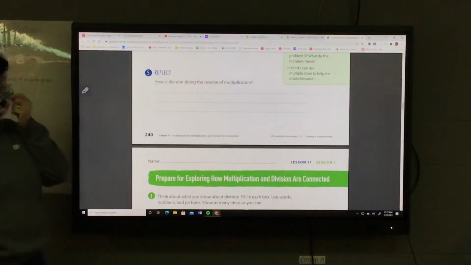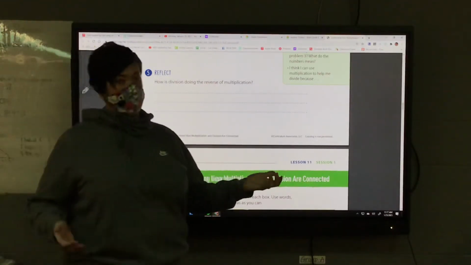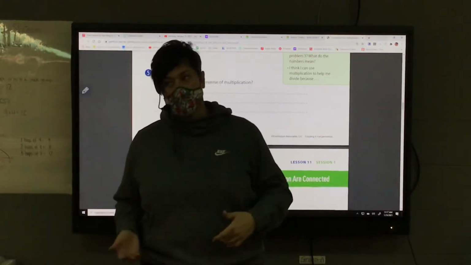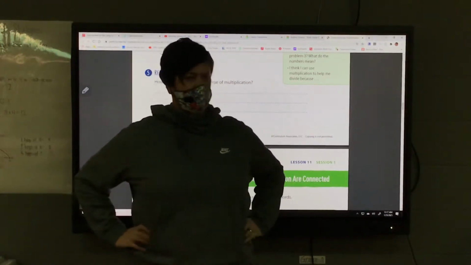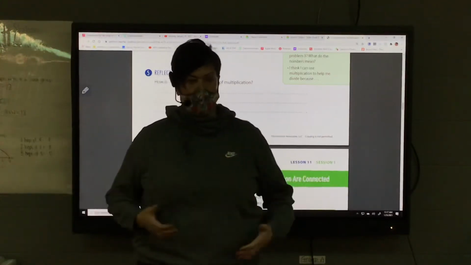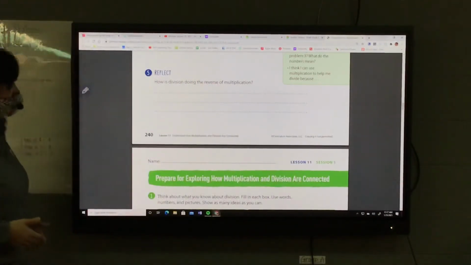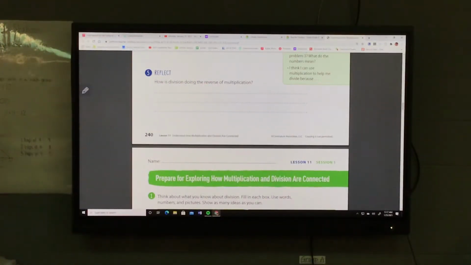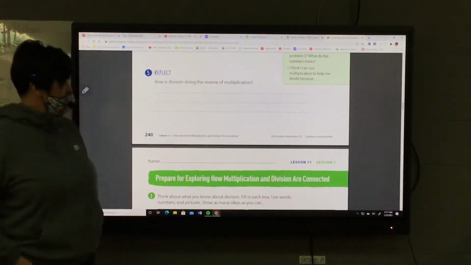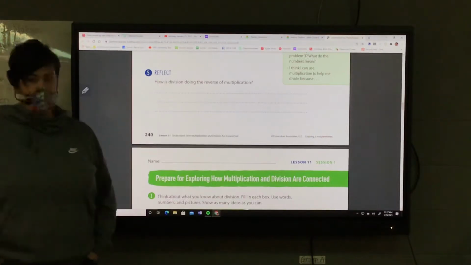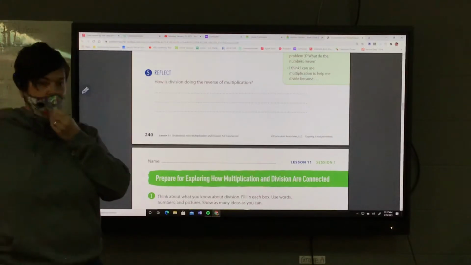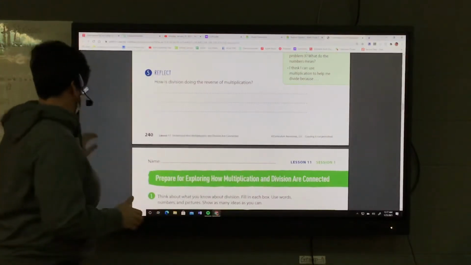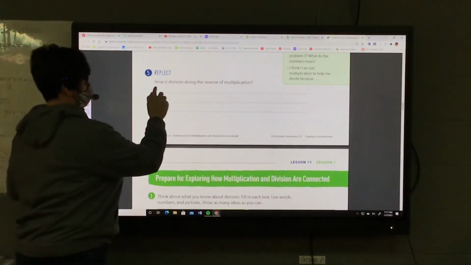How is division doing the reverse of multiplication? Do you know what reverse means? Yeah. Like just the opposite of it. So how is division doing the reverse of multiplication? In division, what do we start with? The bigger number. Okay, let's write that down.